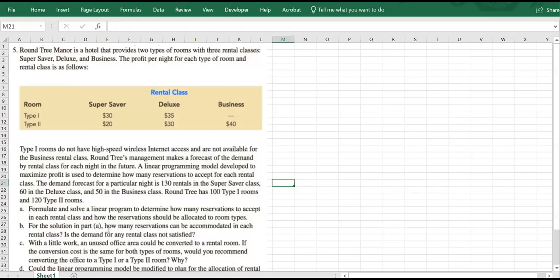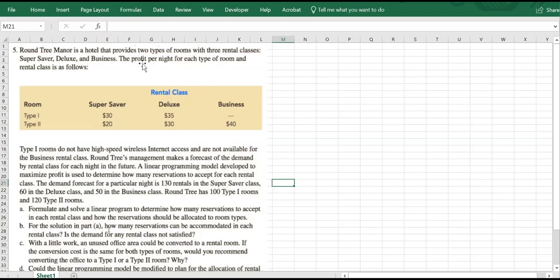We have a hotel with 2 types of rooms and 3 rental classes. So they have 2 types of rooms, a limited number of rooms from each type, and then they want to allocate it to different classes of rentals, different classes of customers. So they have super savers, they have deluxe rental class, and they have business rental class.